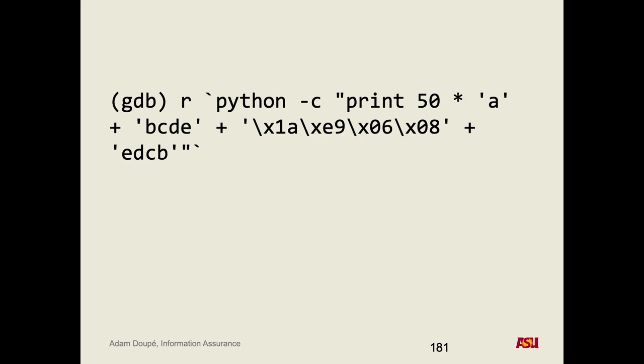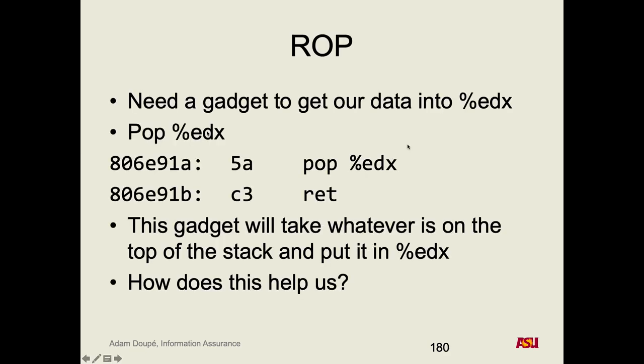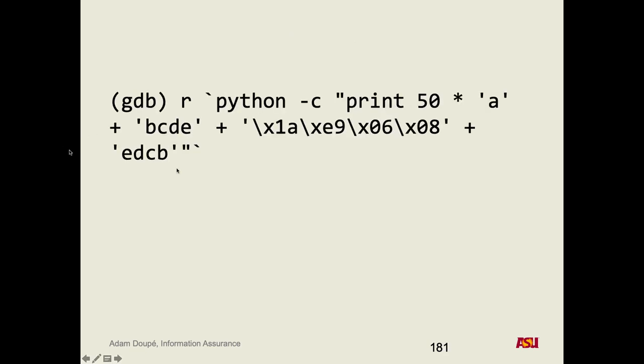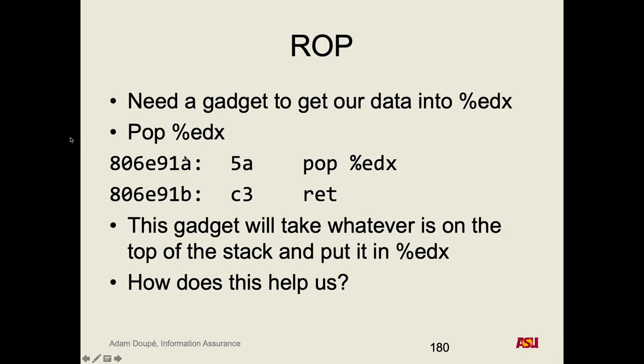So this means I'm going to go to 0806E91A. So that's overwriting the same return address. And then what's this next value on the stack? This will be whatever we put into EDX. So this gadget, let's go back, is this address. So we're showing how one gadget works.